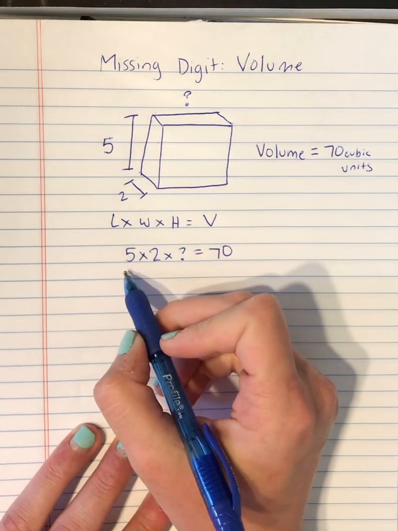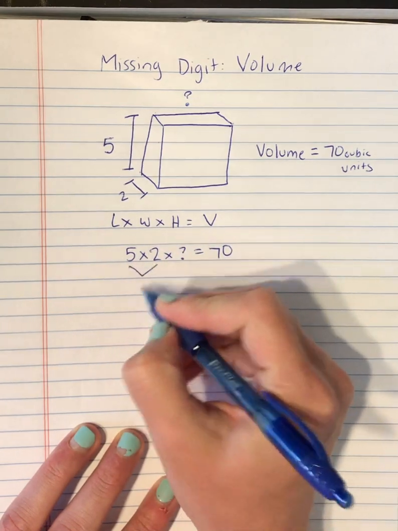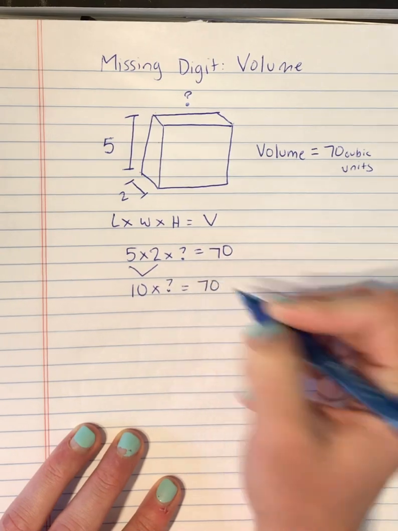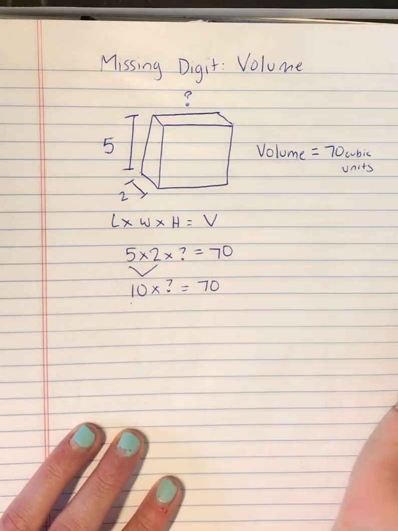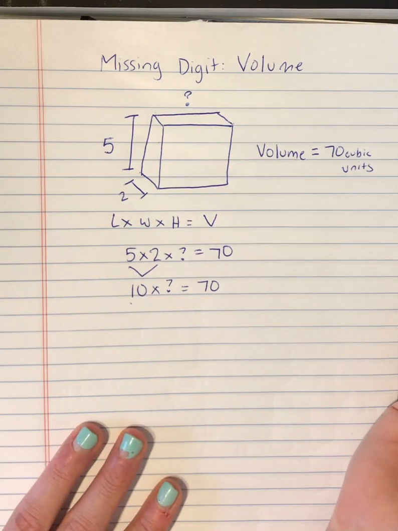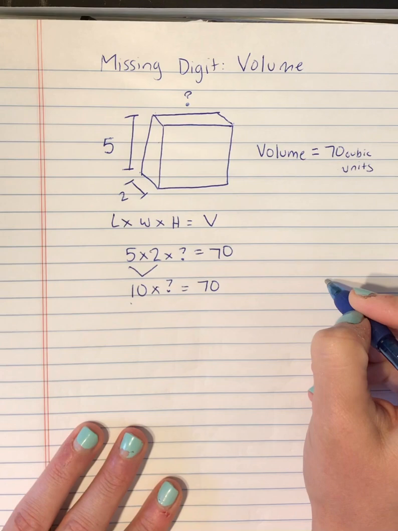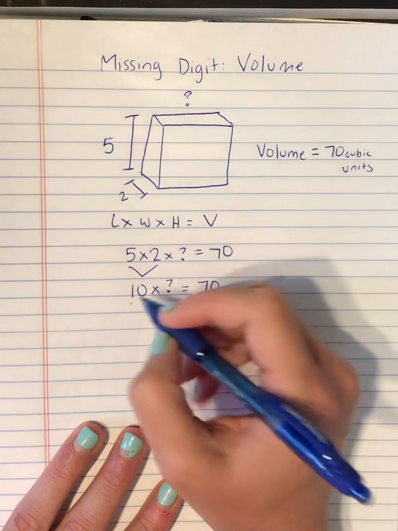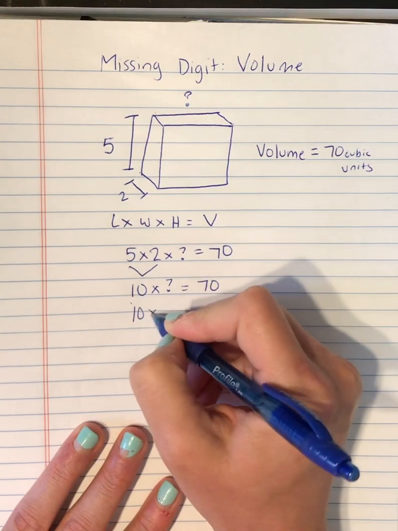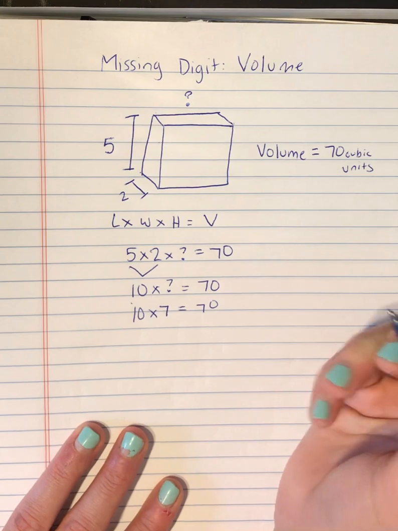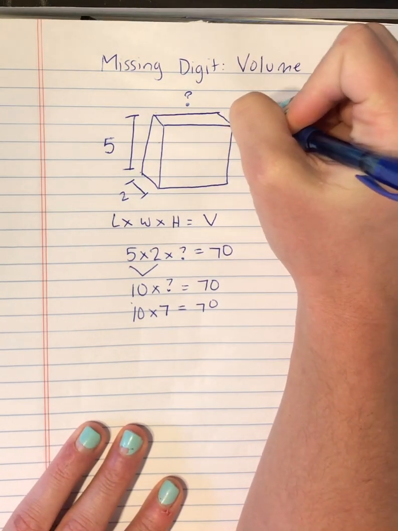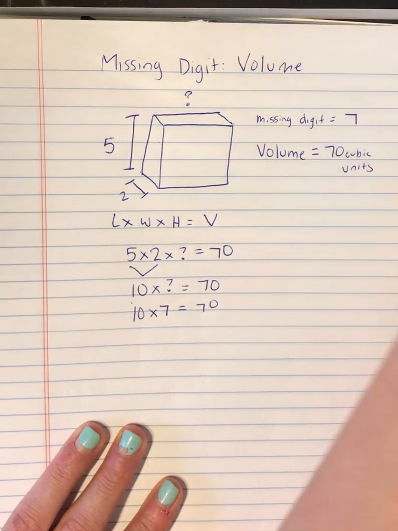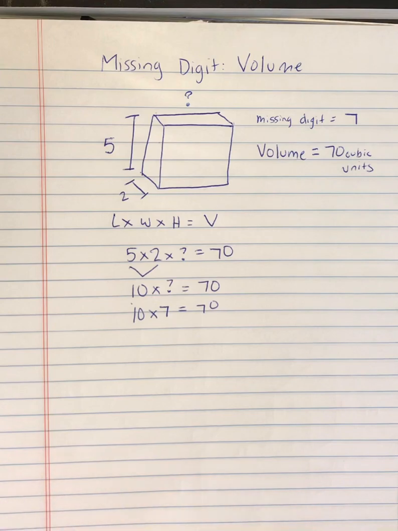So let's do the math that we can. We have 5 times 2 is 10 times something is going to get us 70. So 10 times what equals 70? If you know your facts, this should be pretty simple. You can also come over here and do a division problem because we know that multiplication and division are inverse operations. And we see that 10 times 7 equals 70. So our missing dimension is 7.